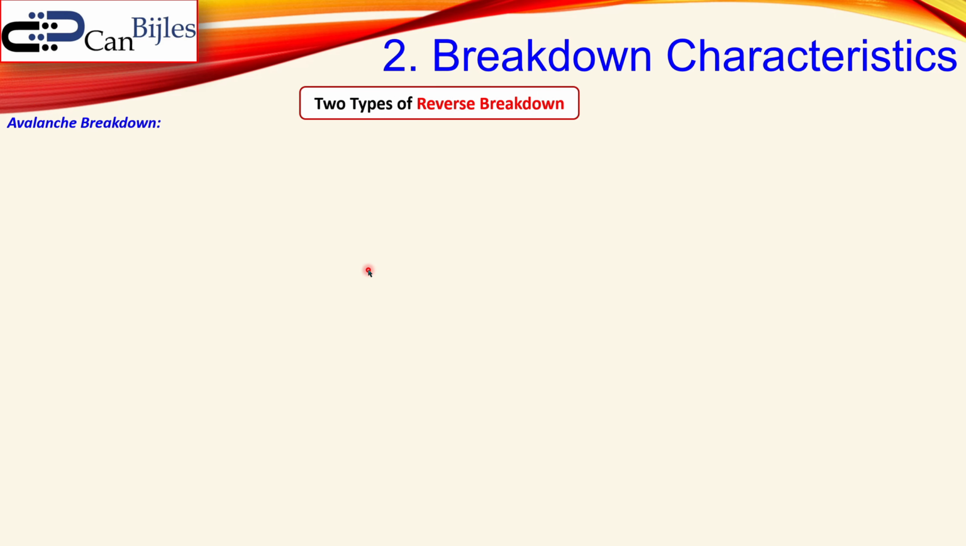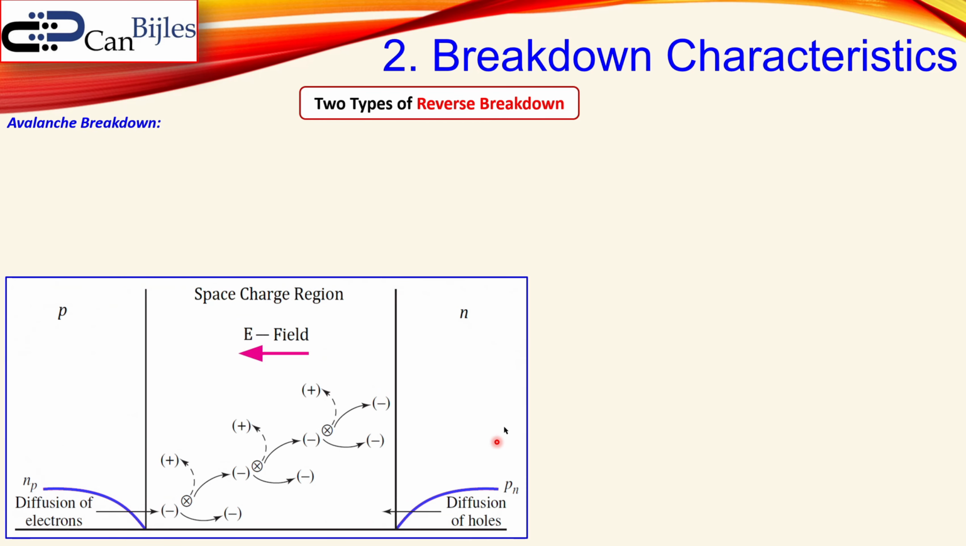Now let's look at the specific breakdown. That is really important. We now have two types of reverse breakdown. One of them is the avalanche in these PN junctions, and this is given here in a sort of pictorial way. It is not the exact way of what's happening.